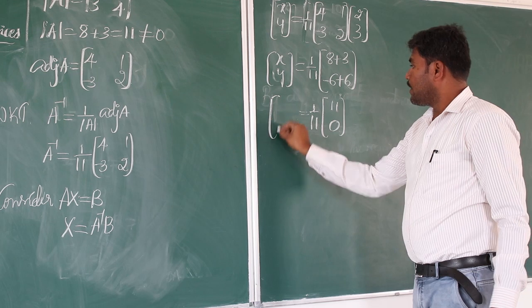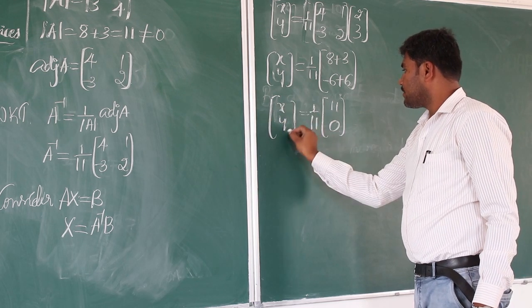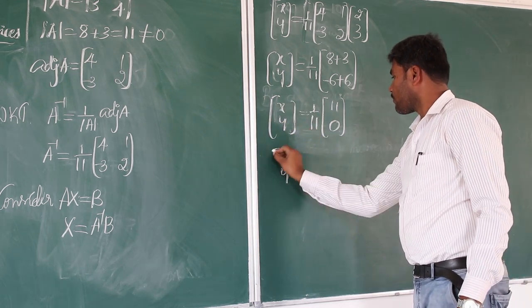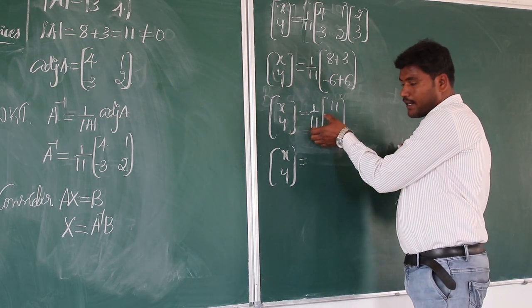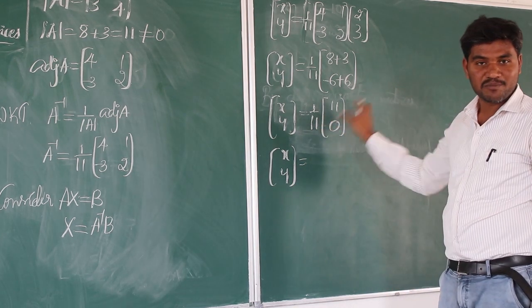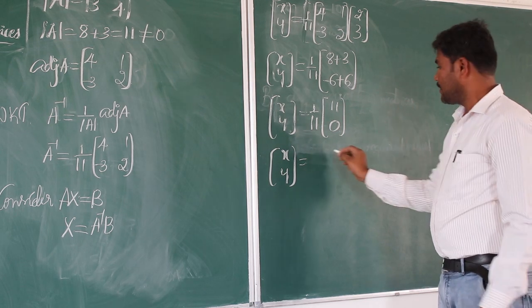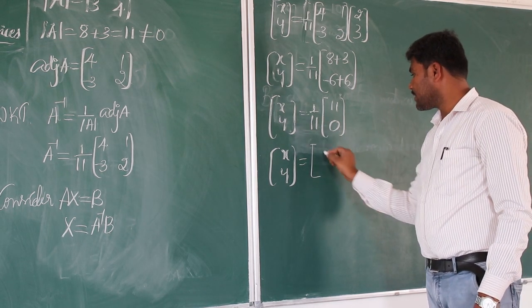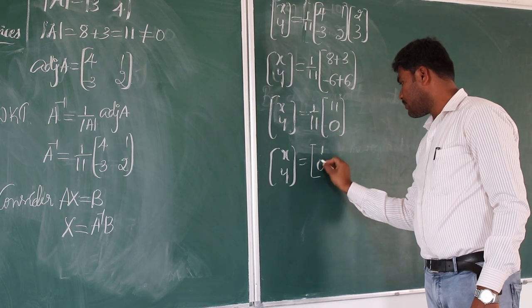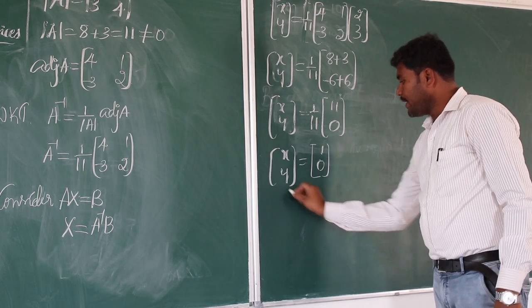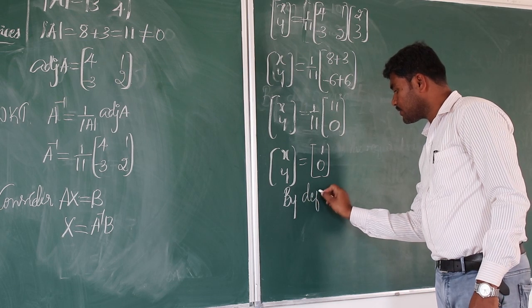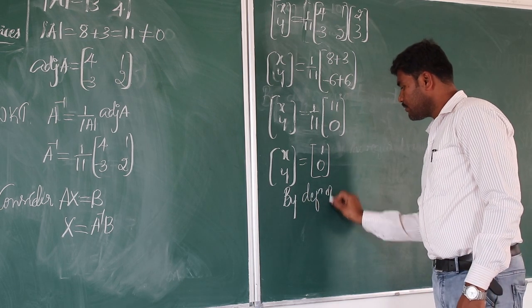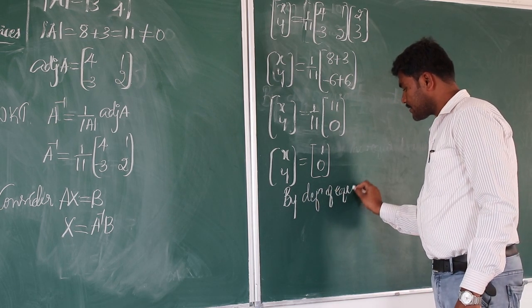So now the values of x and y are equal to 1 upon 11. Multiplying the scalar quantity 1 upon 11 to each element of this matrix, we will get 1 by 11 into 11, that is 1, and 0 into 1 upon 11, that is 0. So by definition of equality of matrices, the respective elements of both the sets are equal to each other.